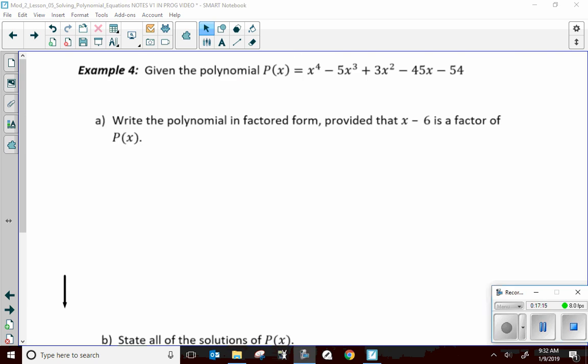All right, last one. Given the polynomial p of x equals x to the 4th minus 5x cubed plus 3x squared minus 45x minus 54. They're asking us for a couple of things here.